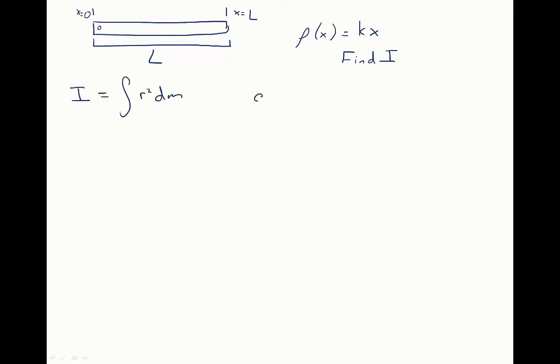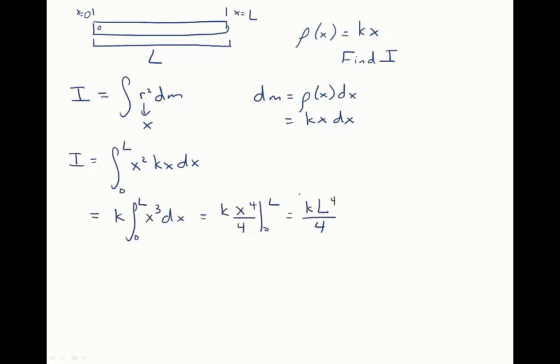We'll start with our usual, so it's still the case that dm equals rho dx, but now rho is a function, so that becomes kx dx. Now this r still becomes x, and we have x squared kx dx. And now x runs from 0 to L. So if we do this integral, we get, alright, so there's our moment of inertia.